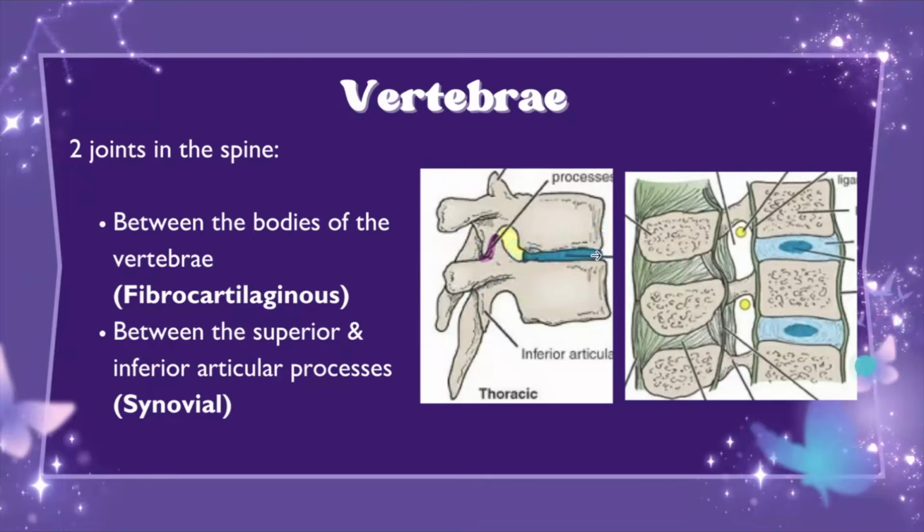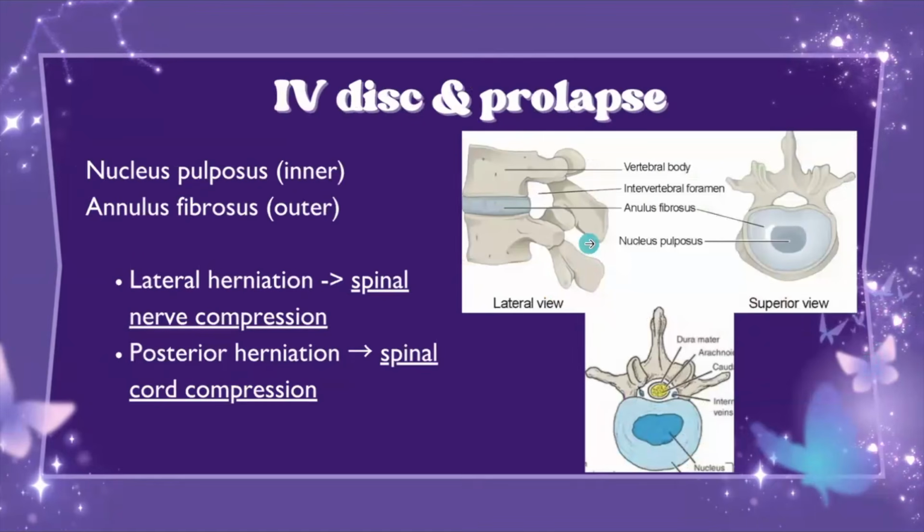This is the intervertebral foramen. So let's talk a little bit more about the intervertebral disc. The IV disc has two parts. It has the nucleus pulposus and it has the annulus fibrosus.